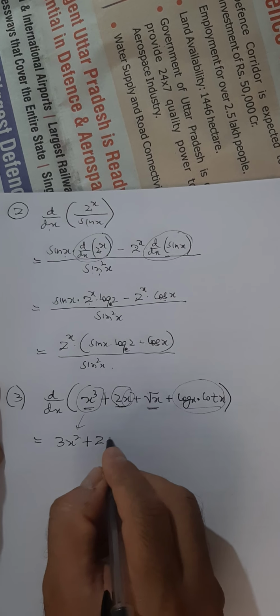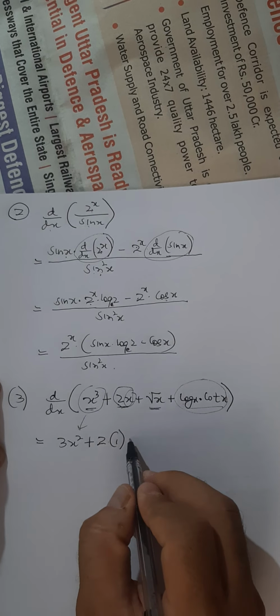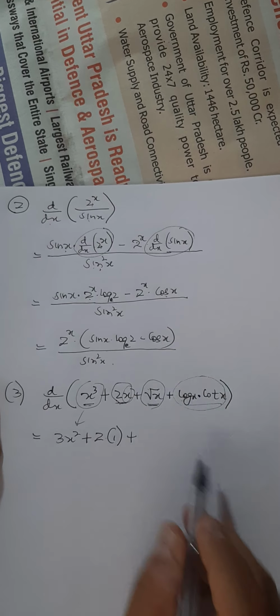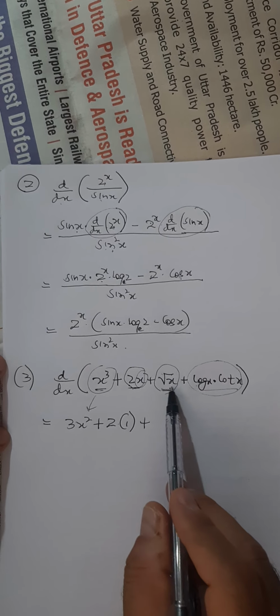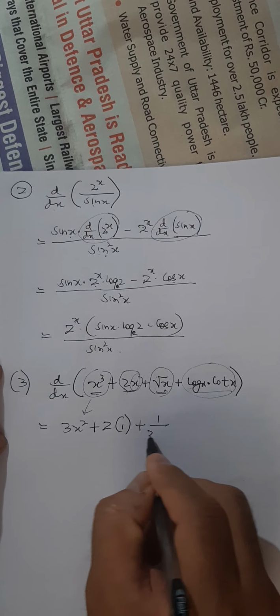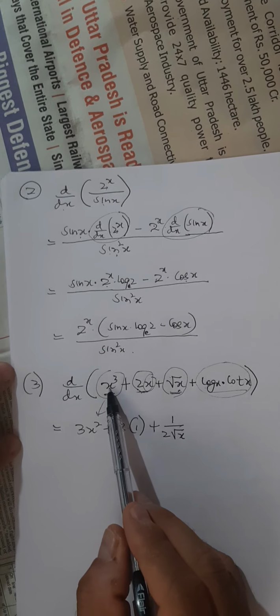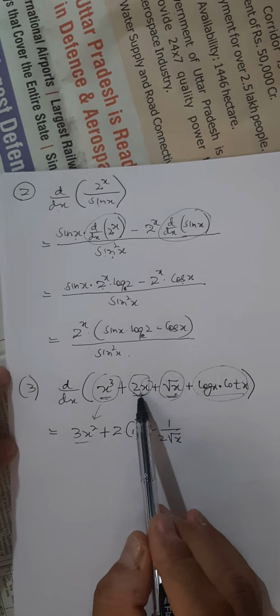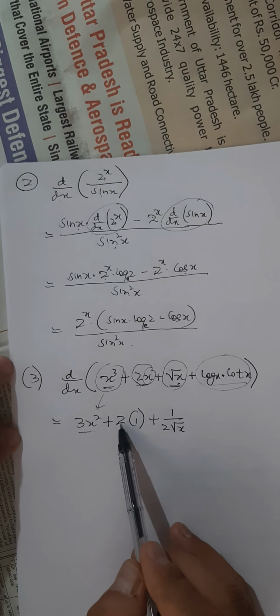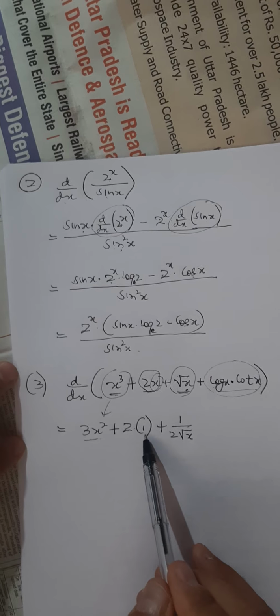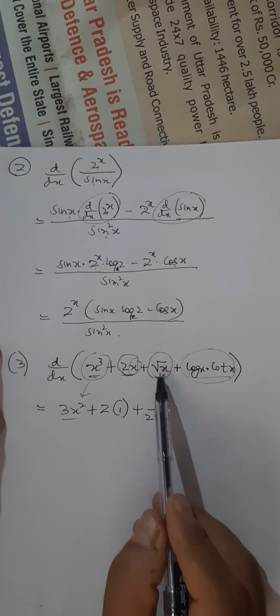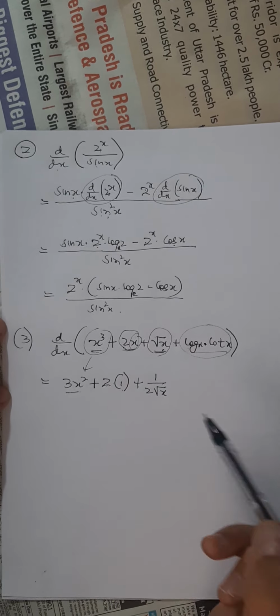What's the derivative of x with respect to x? 1. We did it in 11th, and in the beginning also I mentioned the derivative of root x. It is 1 upon 2 root x. You know it. I repeat, what's the derivative of x cube? 3x square. Derivative of 2x, 2 being constant as it is, derivative of x with respect to x is 1. What is the derivative of root x? 1 upon 2 root x.